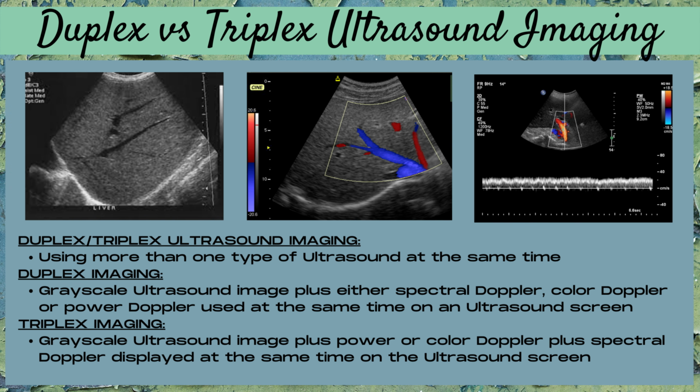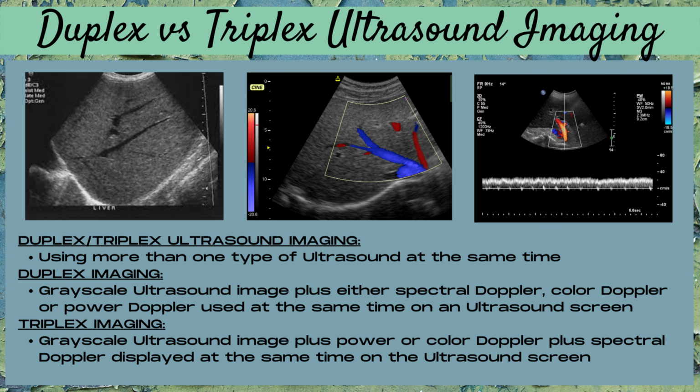Another thing to understand when performing studies that have Doppler is the terms duplex versus triplex ultrasound imaging. That's because ordering doctors sometimes refer to studies that involve spectral Doppler as duplex studies. Duplex or triplex ultrasound imaging means that you're using more than one type of ultrasound at the same time. Duplex imaging means that you have a grayscale ultrasound image plus either spectral Doppler, color Doppler, or power Doppler. So you're using 2 types of ultrasound at once, and duplex is a term that means 2. Triplex imaging is a term that means 3.